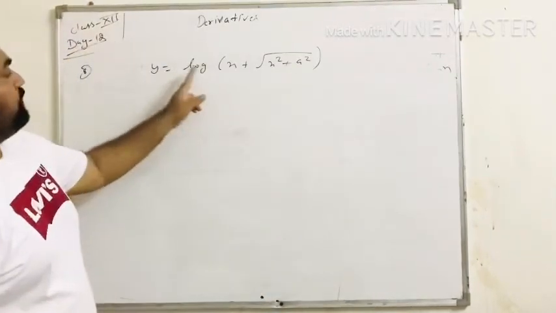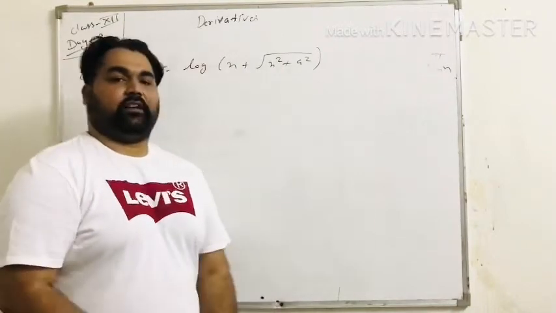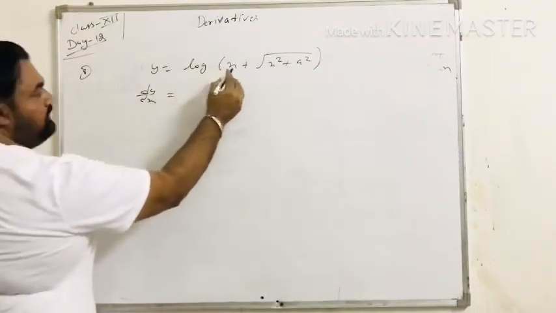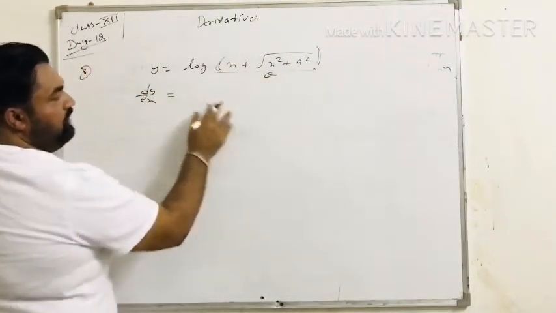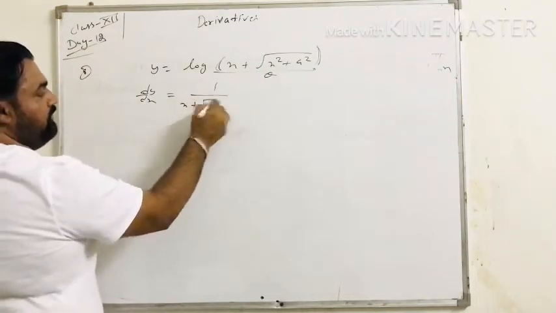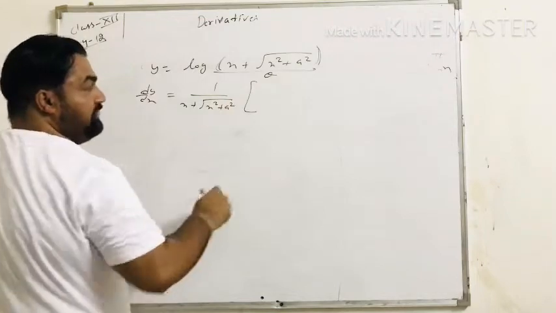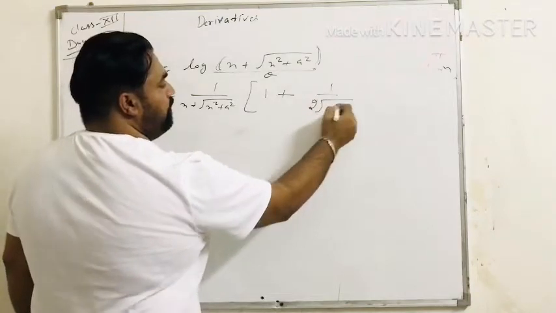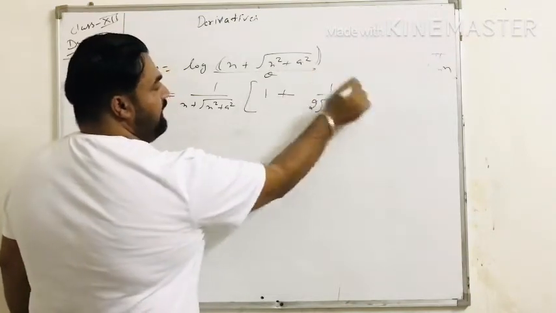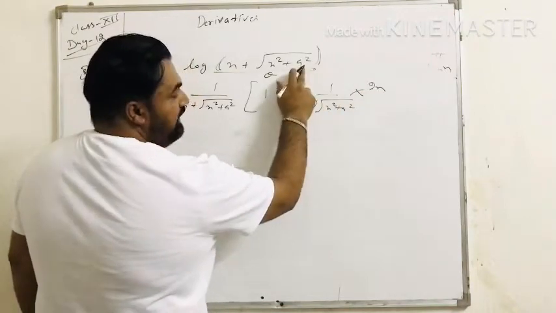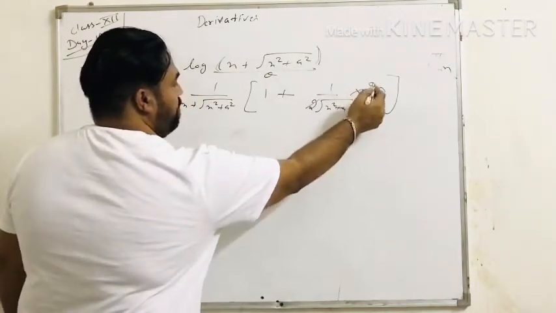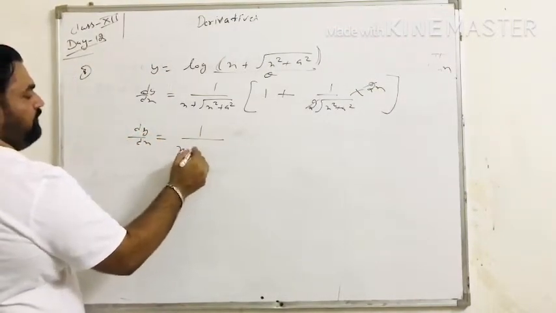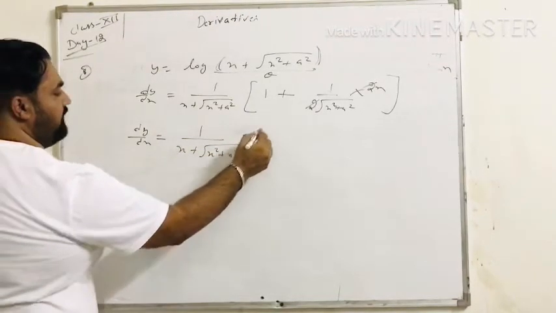So next question is y equals to log of bracket x plus root x square plus a square. Again we have to find dy by dx. So derivative of y is dy by dx. This is log theta. Derivative of log theta is 1 upon theta. Again the derivative of theta: derivative of x is 1. The derivative of root is 1 upon 2 root x square plus a square. Then the derivative of x square plus a square is 2x. The derivative of a square is 0. 2 cancels. Now dy upon dx equals to 1 upon x plus root x square plus a square.